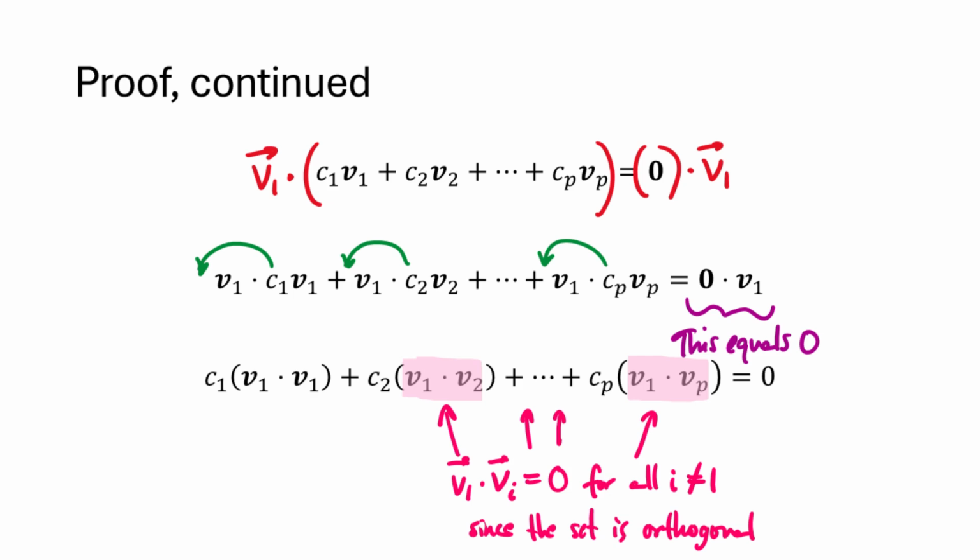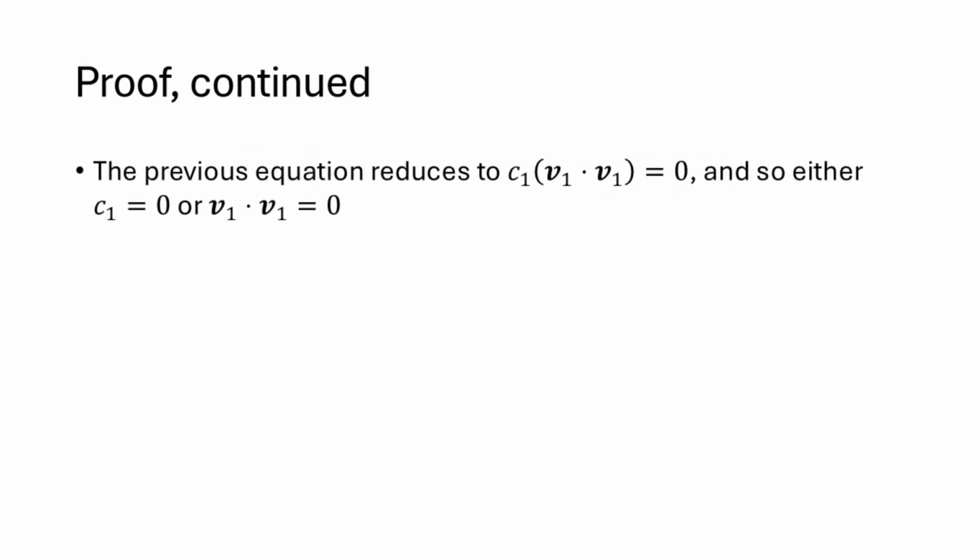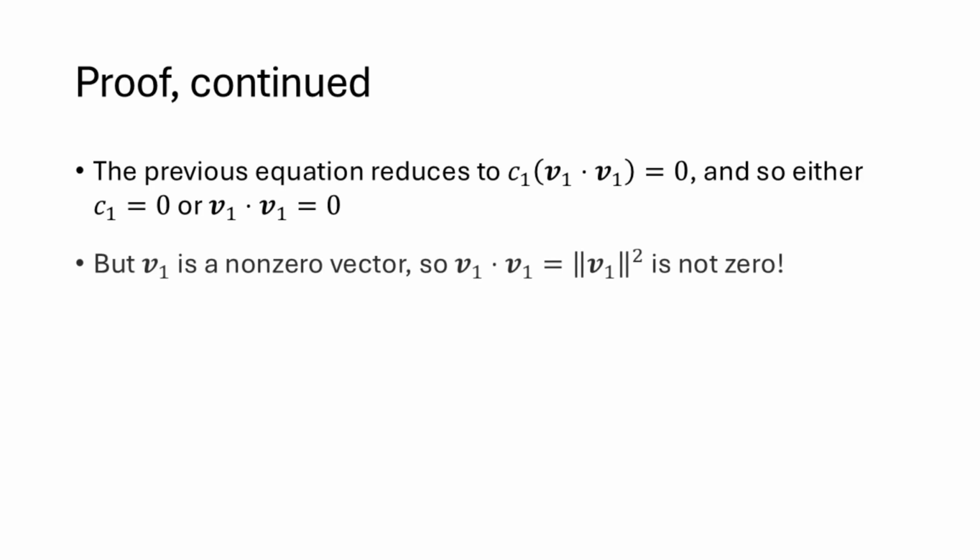But now we need to recognize that because our set of vectors is orthogonal, most of those dot products are 0. In fact, all of the dot products, v1 dot v sub something else other than 1, all of those are going to be 0 because the set is orthogonal. So this equation simplifies quite a bit. We just get c1 times the dot product v1 dotted with itself. And that's equal to the scalar 0. And the only way you can have two real numbers multiplied together giving you 0 is if one of those two numbers is 0. So either c1 is 0 or v1 dot v1 is 0. But v1 was a non-zero vector, which means it has a non-zero length, and that means that v1 dot v1 cannot be 0, and that means that c1 has to be 0.